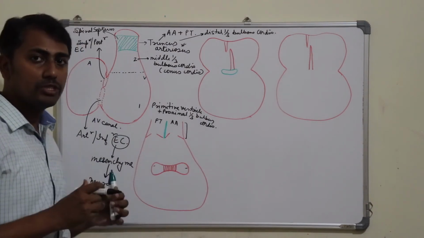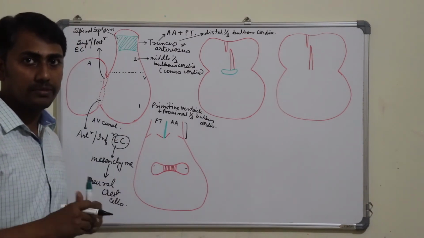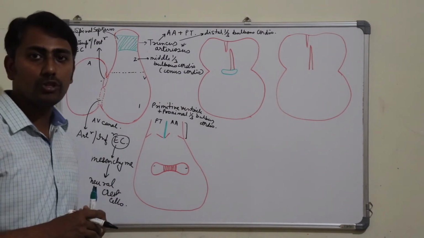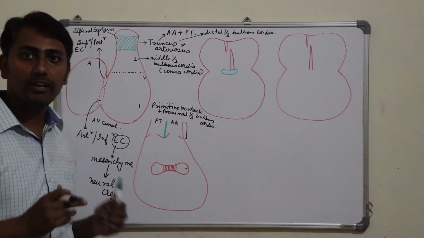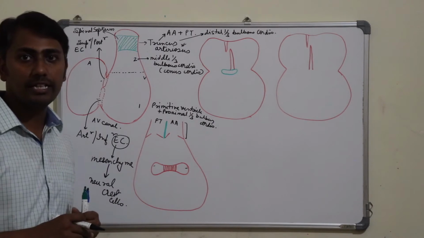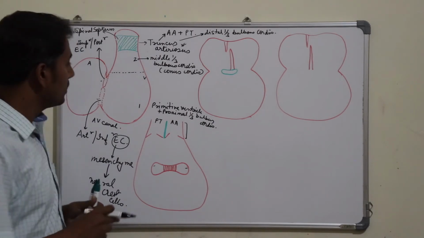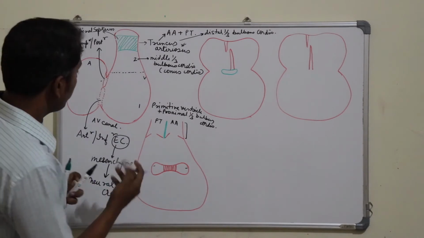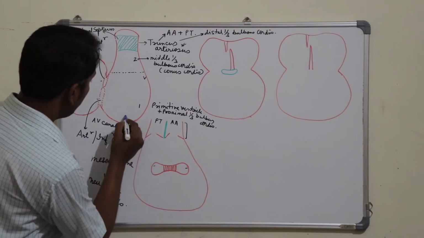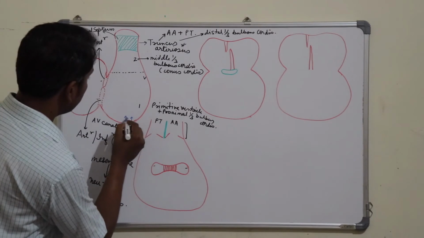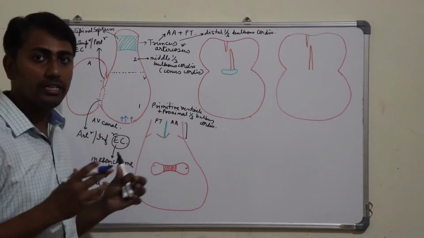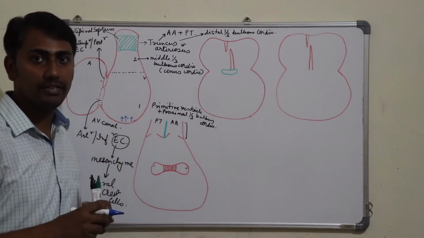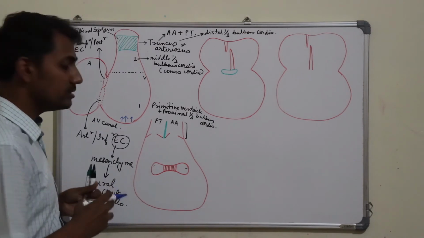Now, the formation of the interventricular septum. The interventricular septum develops from three components. The first component is the muscular interventricular septum. This muscular interventricular septum develops from the floor of this bulboventricular cavity or the ventricular chamber due to the dilation of the ventricular cavity. So let's draw it.